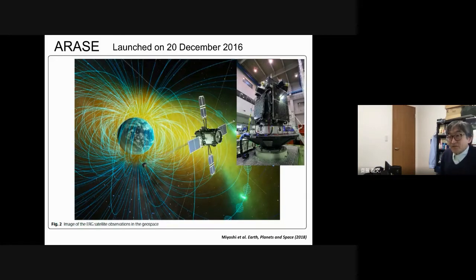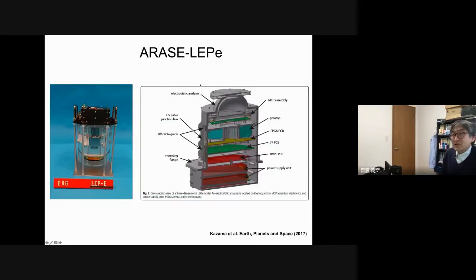Okay, I'll show you one example of this top hat electrostatic analyzer, and that is on the spacecraft Arase, which was launched on 20th December 2016. And this is a photo of the Arase spacecraft at ISAS on the vibration table. And this is the low energy electron analyzer on the Arase spacecraft. This was developed by Kazama-san in Taiwan. And this is the top hat type electrostatic analyzer here.